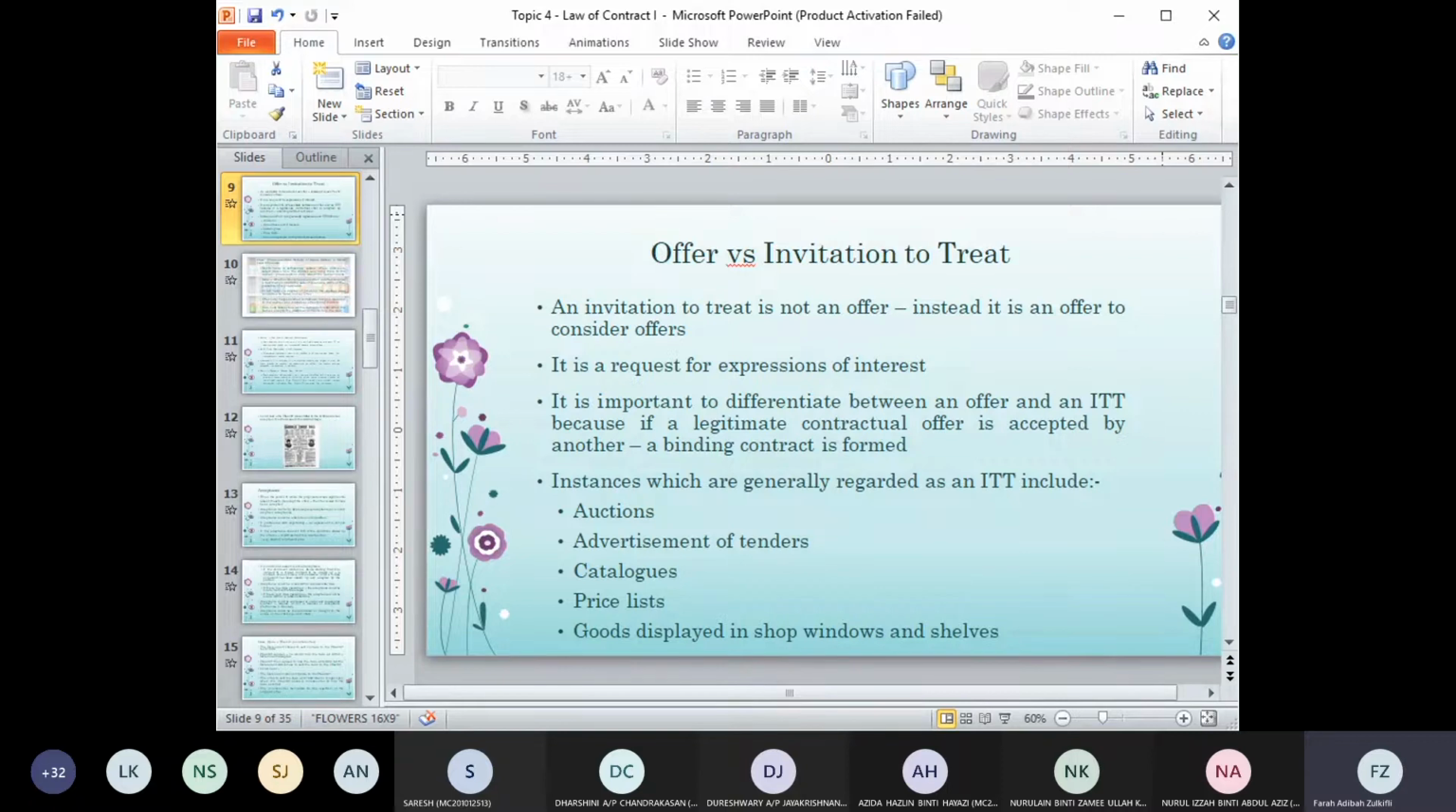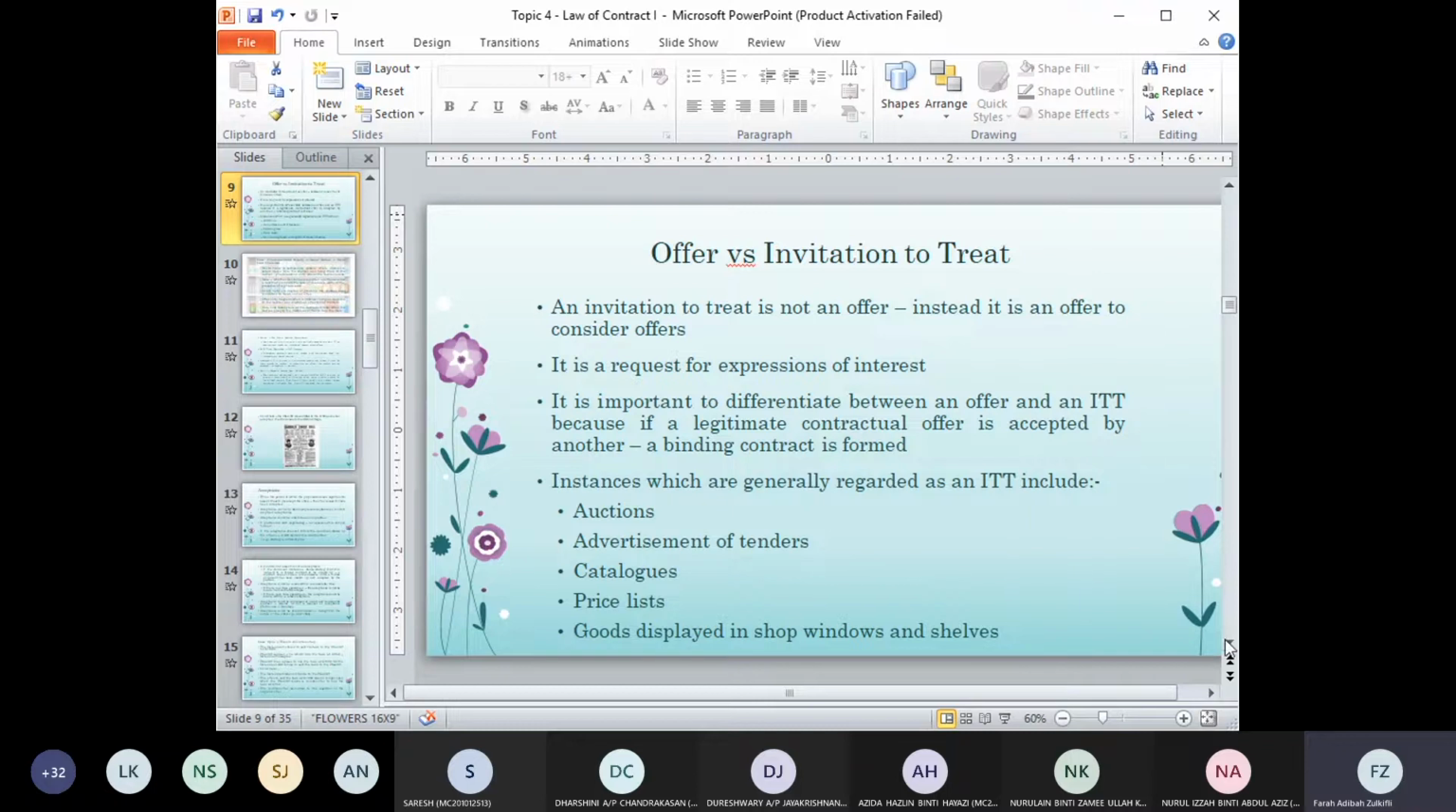If it is an offer and someone accepts to buy the item, if you did not provide the item, it will be a breach of contract. But if the catalog is only an invitation to trade, there is no offer to buy the item, and you can choose whether to accept the offer or not. If the item is not available, you can say no, we don't have the item, so we cannot sell it to you. So that is the difference between an ITT and an offer.